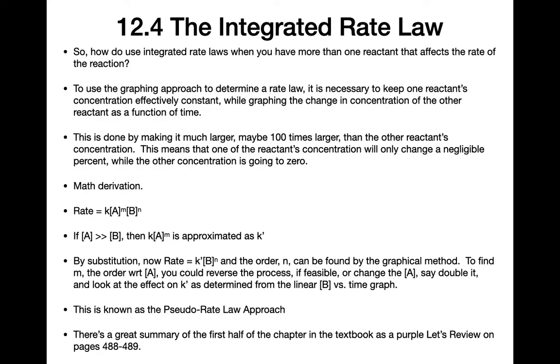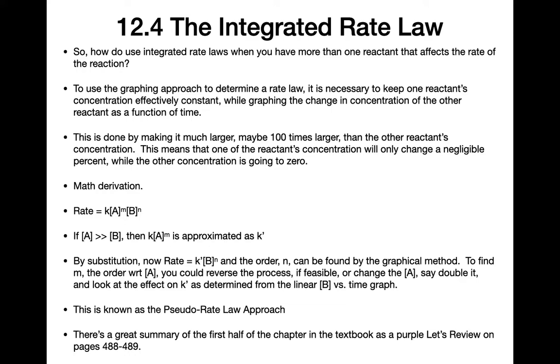But usually, I think what most people do is they keep A much larger than B, but change it by some factor. So maybe you cut it in half or you double it. Well, it's still much larger than B. But if you have that equation, k prime is equal to k A to the m, and if you double A and k prime doubles, you know m is going to be first order, because if you double A to the first power, that means k prime doubles.